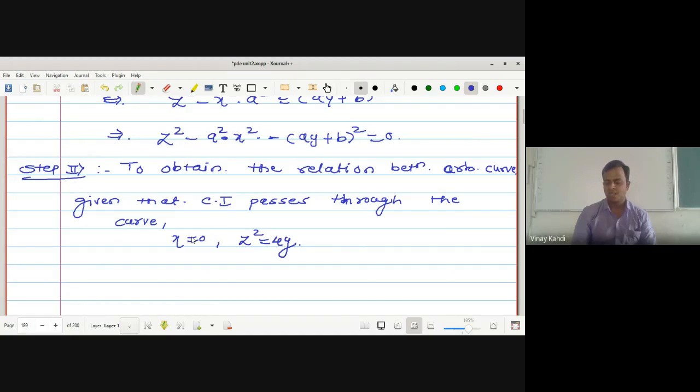Okay, how to find the parametric equation then? x is equal to 0. Now put y is equal to t, then z square is equal to 4t. Okay, so this is the parametric equation of the given curve.